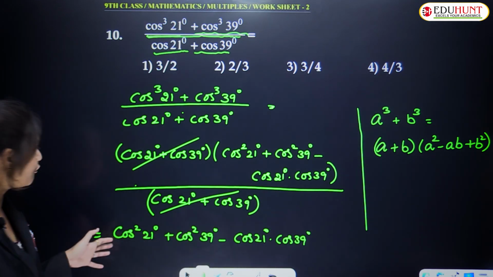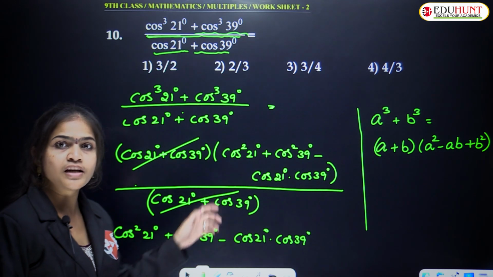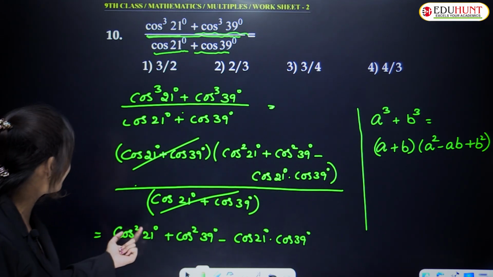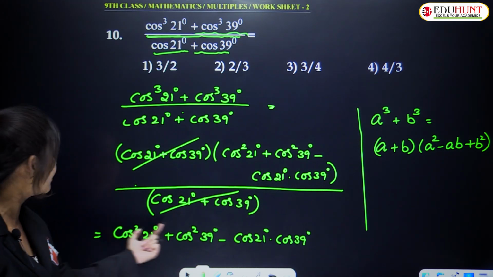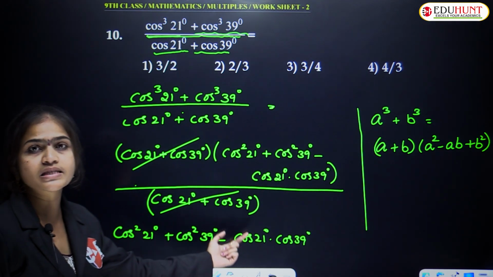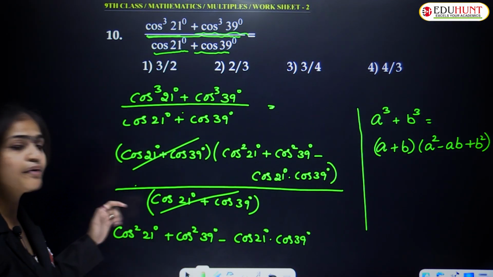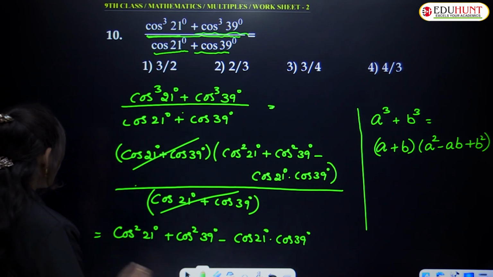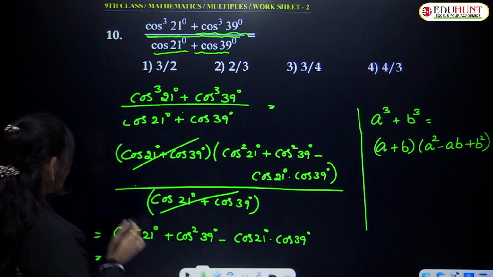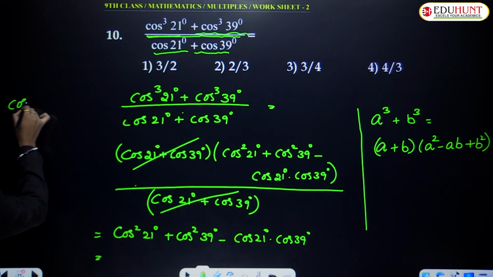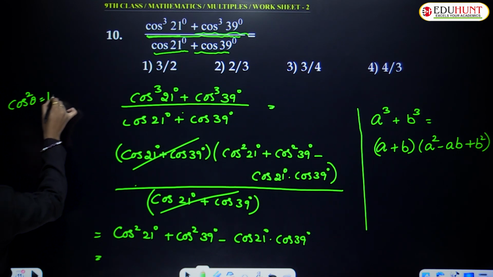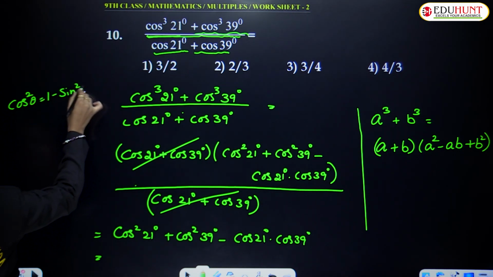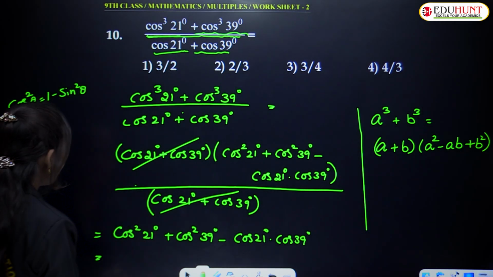So children, here any formula is not related to this. So that's why here we just have to convert any one of the terms, either cos square 21 degrees or cos square 39 degrees, in terms of sine. So how to convert that? See. We can write cos square theta is equal to 1 minus sin square theta. Okay, so that formula applies here.